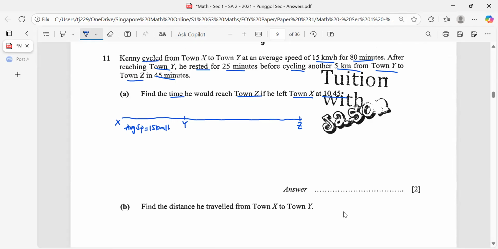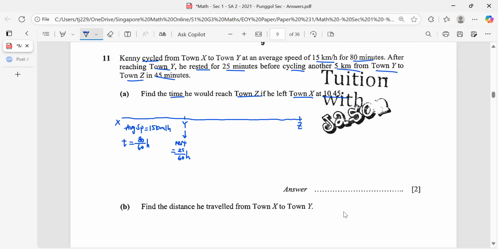15 km per hour, time 80 minutes. At this point, I would like to convert it into hours because the unit for speed is km per hour. So to convert it into hours will be 80 out of 60. After reaching town Y, he rested for 25 minutes. I'm going to put down the rest time. 25 minutes will be 25 out of 60 hours before cycling another 5 km.